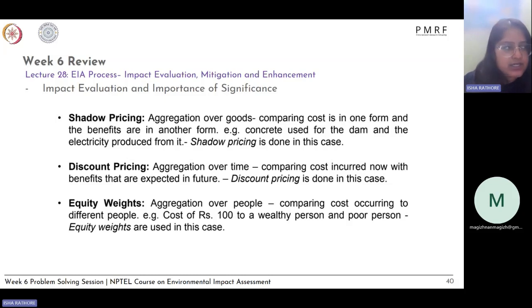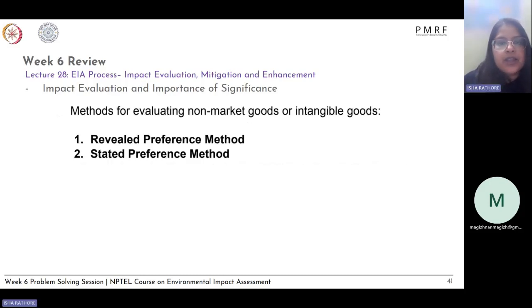Then equity weights, these are aggregation over people. That is, you're comparing the cost which is occurring to different people. So a cost of 100 rupees to a wealthy person is nothing compared to the cost of 100 rupees to a poor person. So equity weights are applied in those cases where you are comparing the cost for different categories of people, different types of people. So these are the three definitions. Then you have methods for evaluating non-market goods or intangible goods, which you can refer to in the lecture unit.